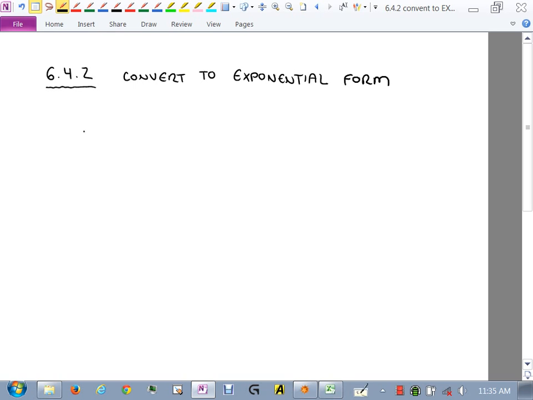Start with this one. Log base 5, 25 equals y. How do I convert that to exponential form? Okay, the base will always be the same base, right? So 5 to the what? y equals 25. Everyone understand that?